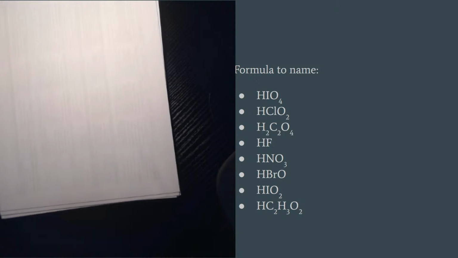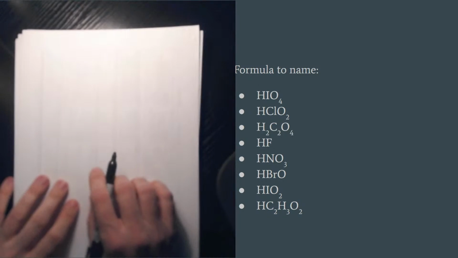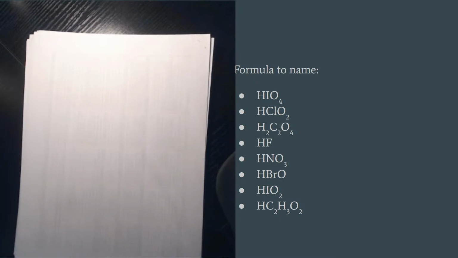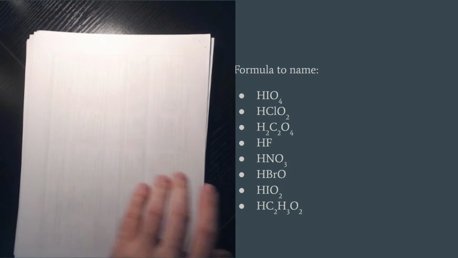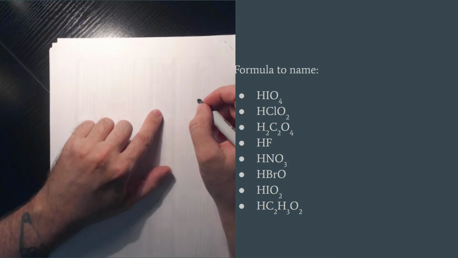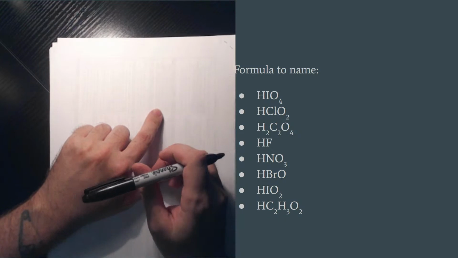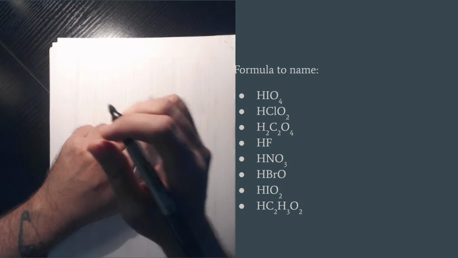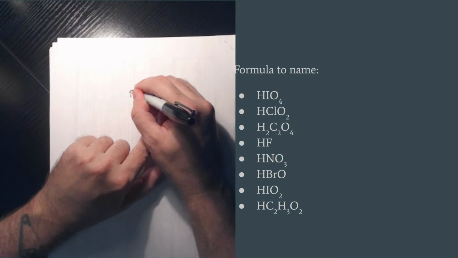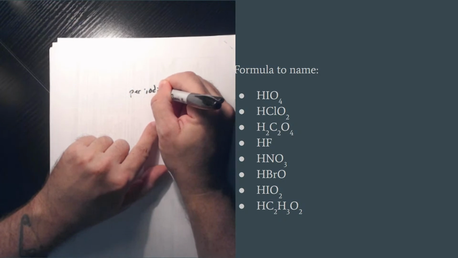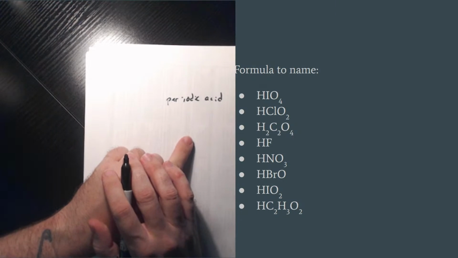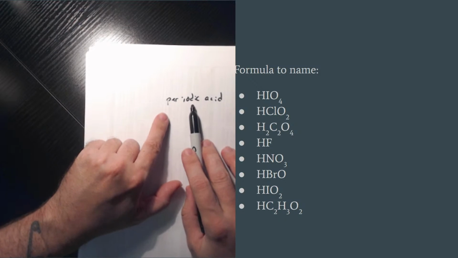Go formula to name. Oh, this one, you can still see it over on the right-hand side of the screen. So I'm just going to work my way down. HIO4, well, it's with a polyatomic ion. Specifically, it's with periodate. So that means that it becomes periodic acid. I learned not to put those on tests because people said, "What the hell is a periodic acid?"